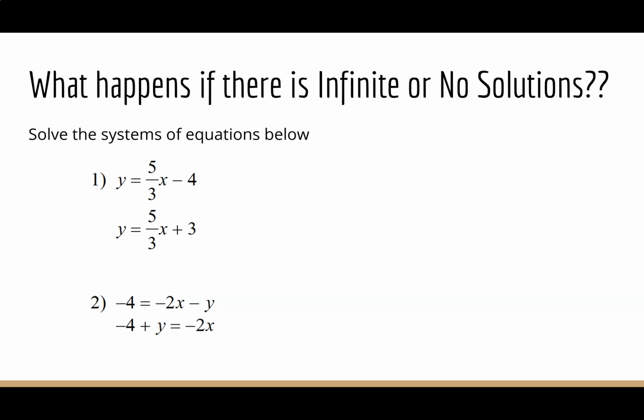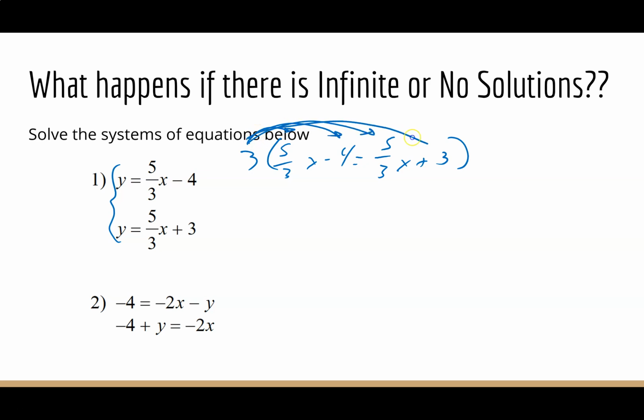Okay, so let's look at an example of what happens when there are infinite or no solutions. Remember, you can have one solution, infinite, or none. So let's see what happens when I do set equal. These are both y equals, so I can say 5/3 x minus 4 equals 5/3 x plus 3. I don't like that fraction, so I'm going to distribute a 3 and get rid of them. Cancel, cancel. So I get 5x minus 12 equals 5x plus 9.